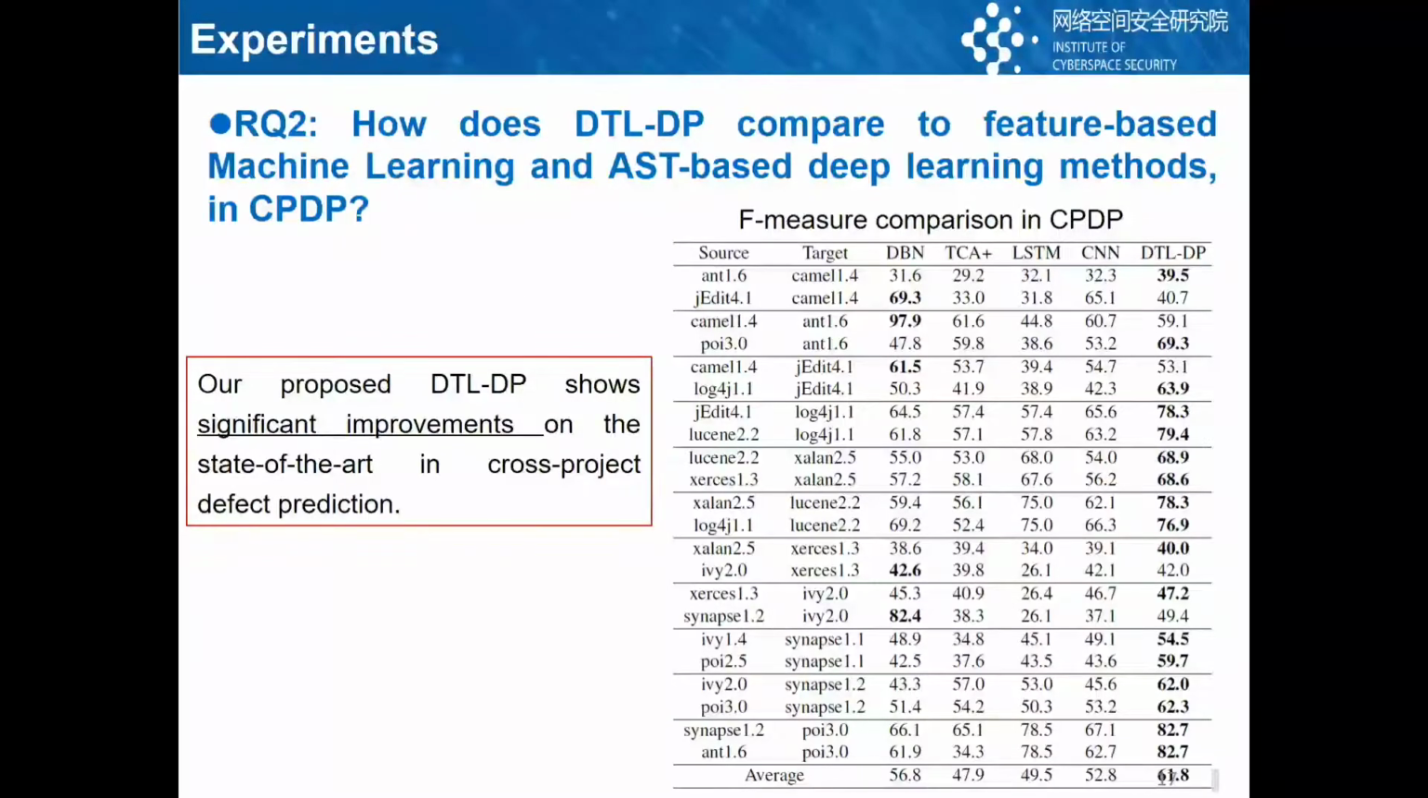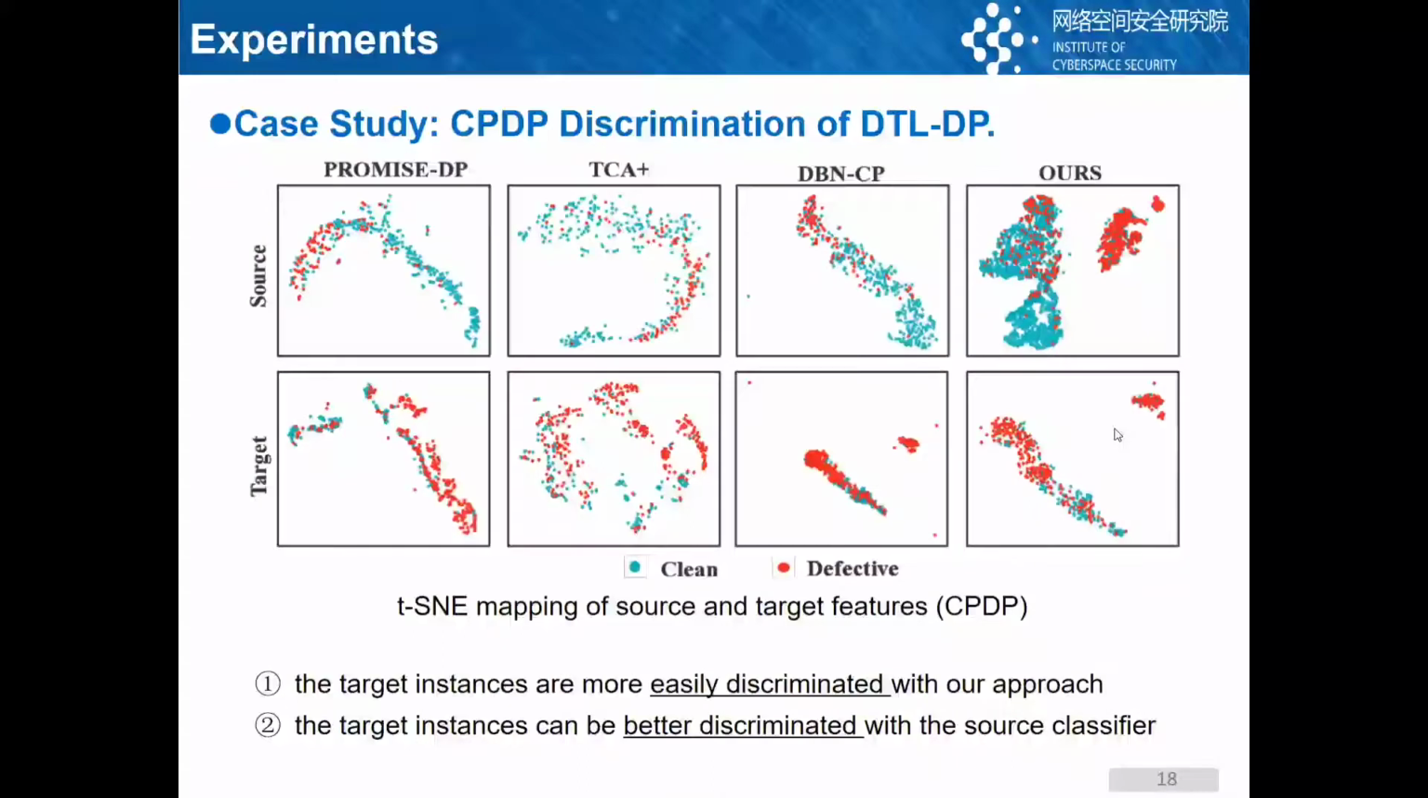We also concentrate on the second research question: how does DTL-DP compare to feature-based machine learning and also AST-based learning methods in cross-project defect prediction? The conclusion is that the proposed DTL-DP shows significant improvements over the state of the art in cross-project defect prediction. And we also did some case studies on specific projects.